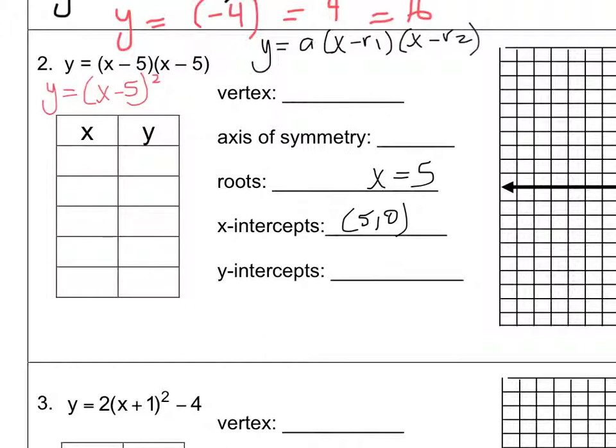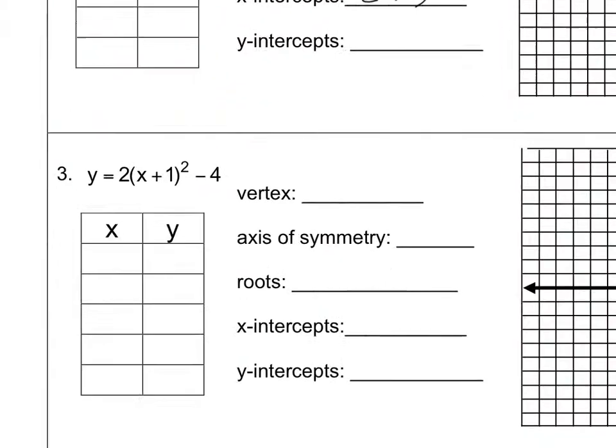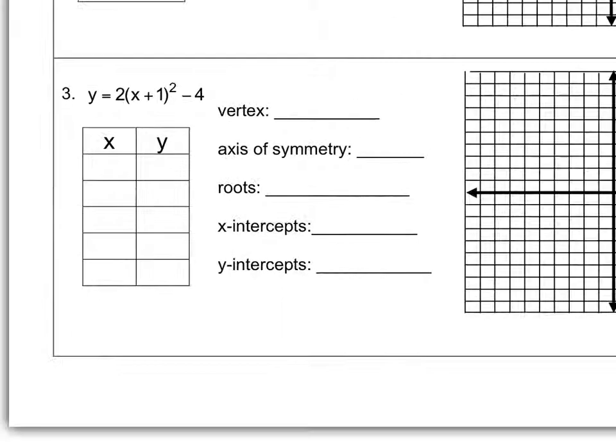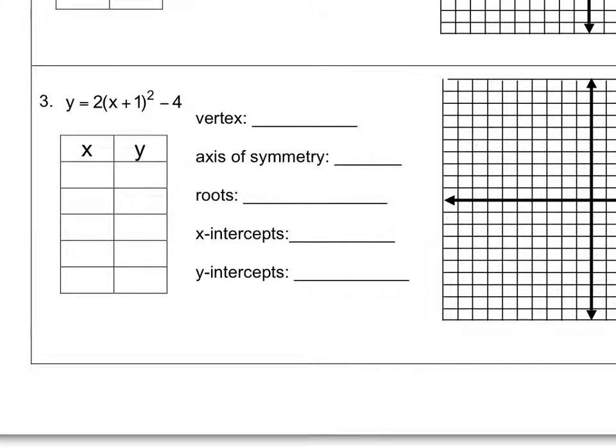So what I want you to do is try to do this on your own. It's the same as number 1, and I'm going to move on to number 3. It's a little bit different. So let's try to graph this one. As you can see, it's written in vertex form. So my h is -1 and my k is -4. So my vertex is -1, -4. Okay, so -1, -4. So that's going to be my vertex.